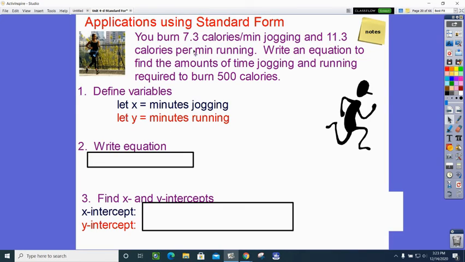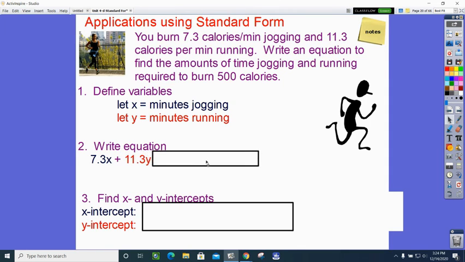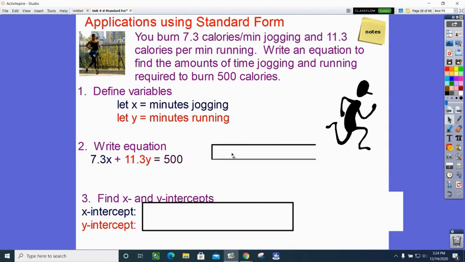So jogging goes with the 7.3 calories. So if you were to jog only 1 minute, you would burn 7.3 times 1 minute jogging, which would be 7.3 calories. If you jogged 2 minutes, it would be 7.3 times 2 and so forth. So now, how about running? Well, running is going to go with 11.3. And basically what we've got here is this is your calories jogging, and this is your calories running. And if you add your jogging and your running calories, you want it to be 500.